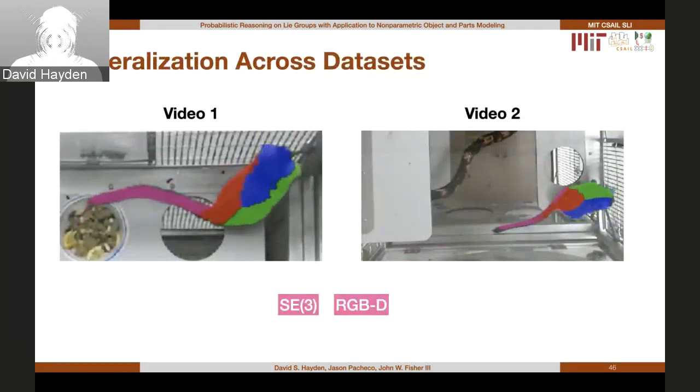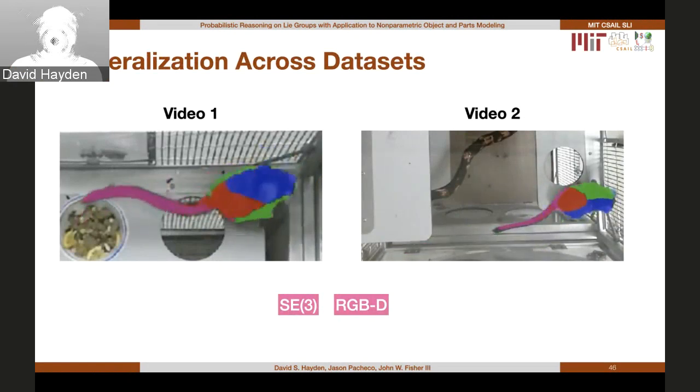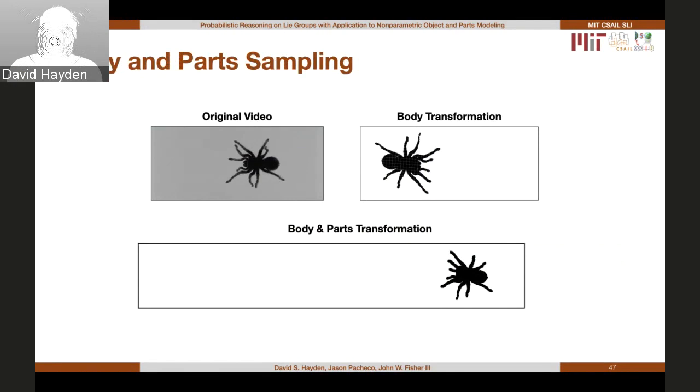We've been able to demonstrate generalization across data sets. So if you have a monkey in one video and then a different monkey in a different video, then we see that the tail and body separation that's learned in one video transfers to the other. We can do sampling of new samples from this generative model. That's not perfect, but it's okay.